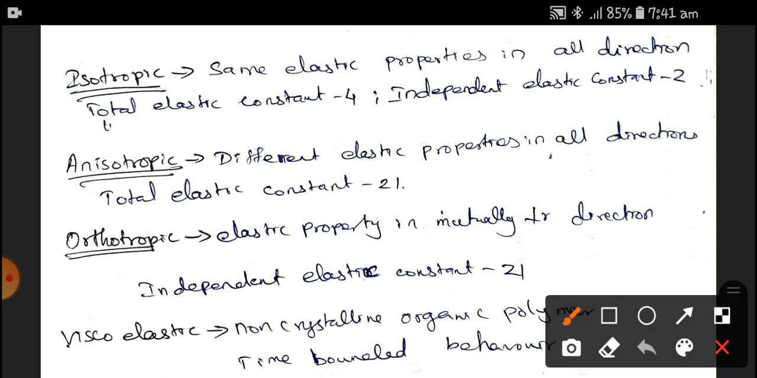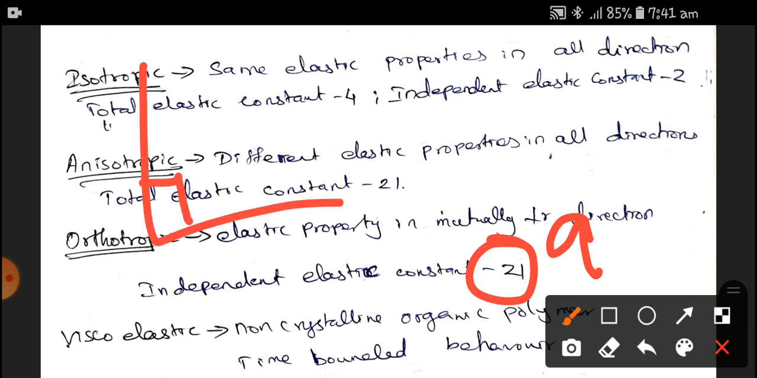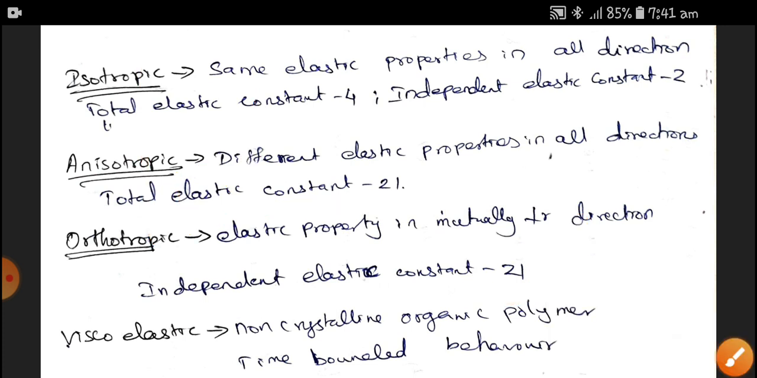Sorry, here it is mistaken. It is 9 elastic constants. Ortho means 90 degrees. That is, the elastic properties in mutually perpendicular directions are the same. That is called orthotropic.